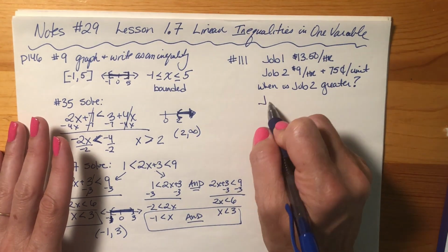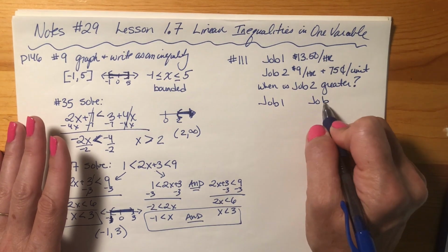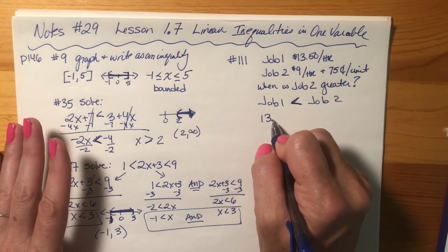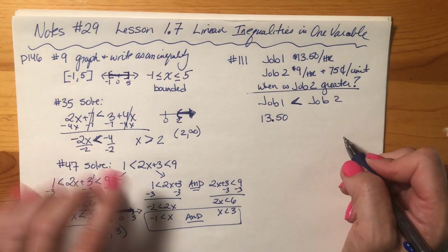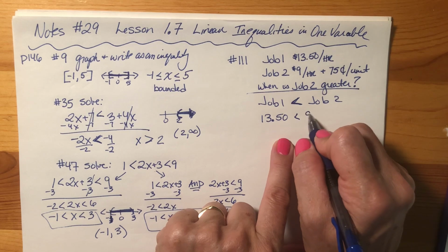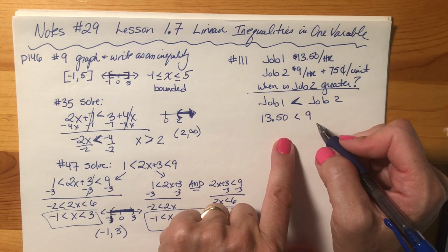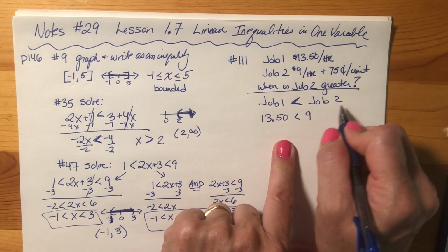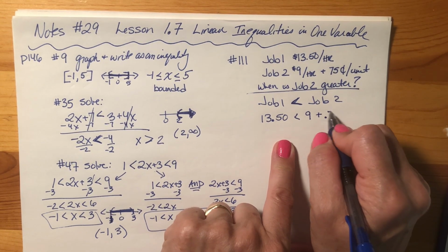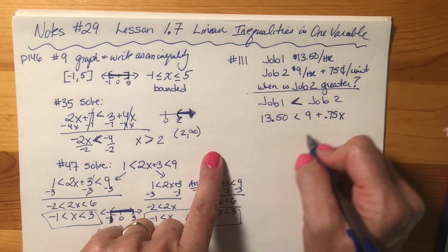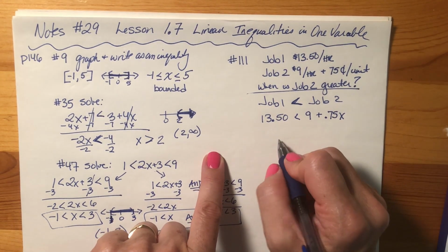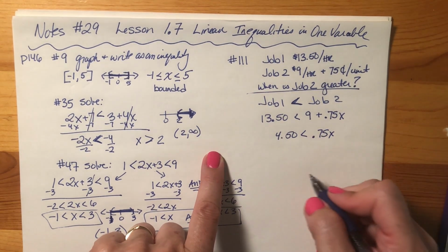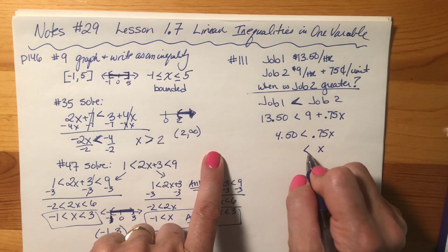So I've got job 1 and job 2. I'm going to start this way. When is the second job greater? The first job is just $13.50. That's easy enough, right? The second job, I'm going to make $9 an hour. Do I know how many hours I'm working? No, I don't know how many hours. And then 75 cents per unit, right? So 0.75 times x. So let's bring the 9 over. If I bring the 9 over, I've got 4.50, which is less than 0.75x. Divide both sides by 0.75. x has got to be greater than 6.